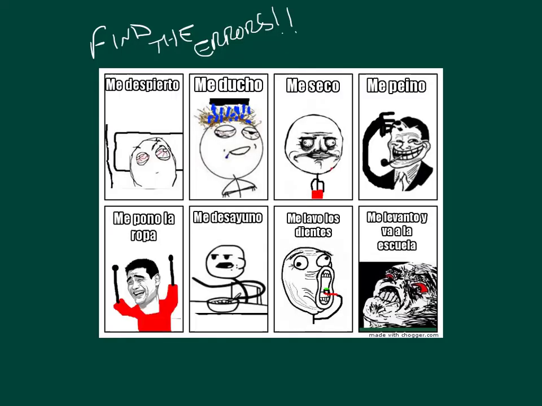Now this example I found on the internet, and I thought the pictures were pretty good, but it looks like whomever put this up made some errors. So let's see if you guys can find the errors. Can you find them? Alright, here's one right here. This should be me pongo la ropa. And here he's saying me levanto in the yo form y voy a la escuela, because we're keeping it in the yo form. Y voy a la escuela.